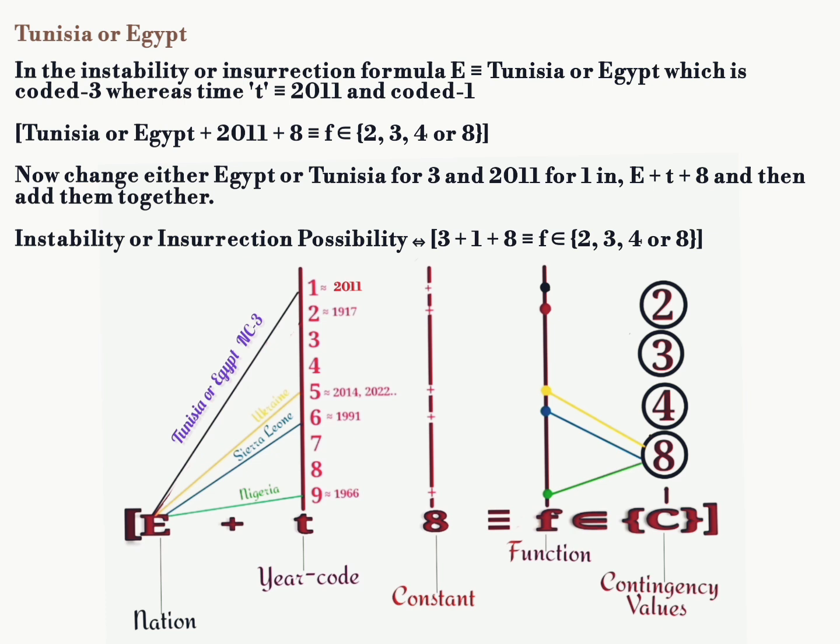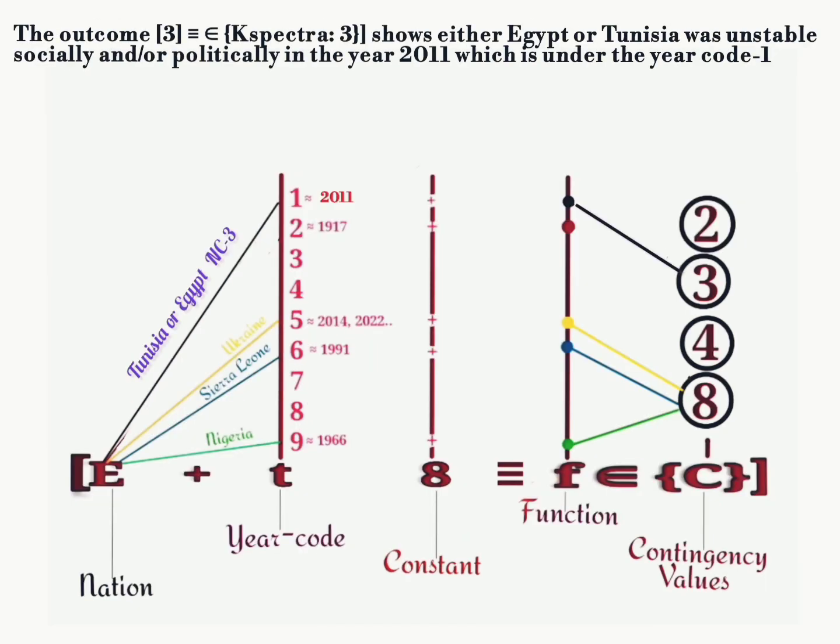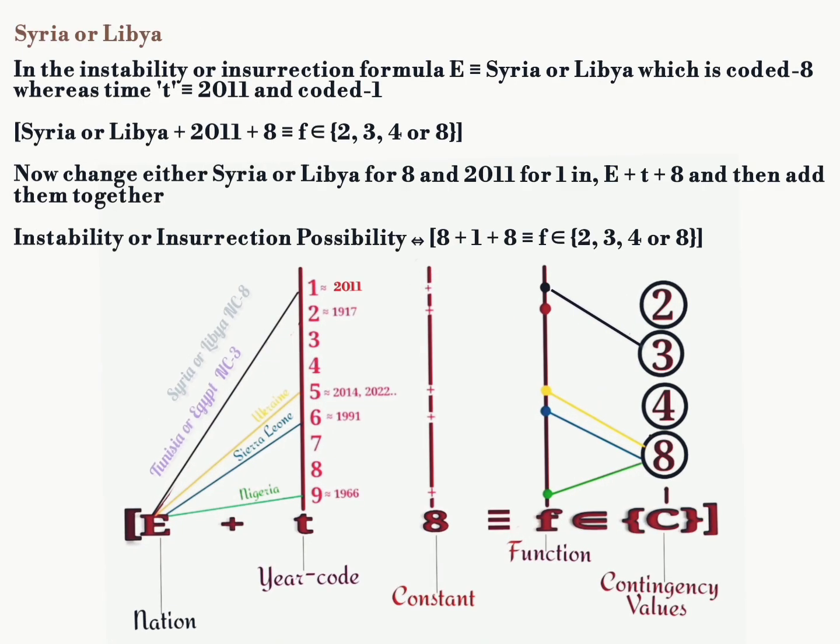Now change either Egypt or Tunisia for 3 and 2011 for 1 in E plus T plus 8 and then add them together. Instability or insurrection possibility if and only if 3 plus 1 plus 8 is defined as F element of 2, 3, 4 or 8. The outcome, 3, is defined as element of K spectra. 3 shows either Egypt or Tunisia was unstable socially and or politically in the year 2011, which is under the year code 1.